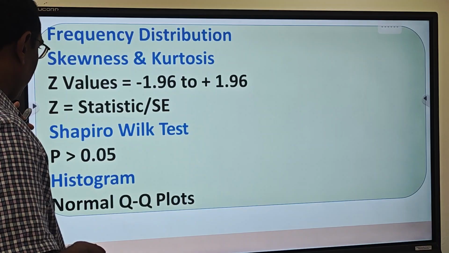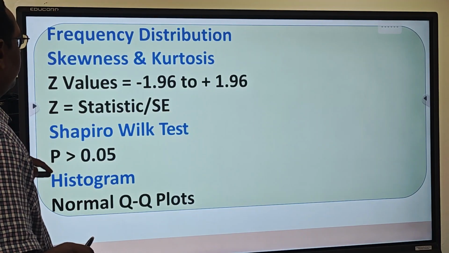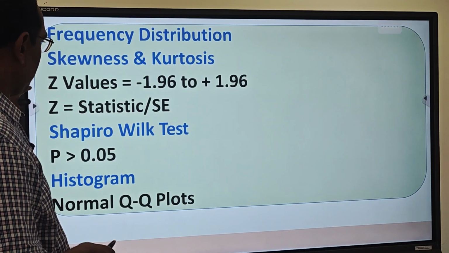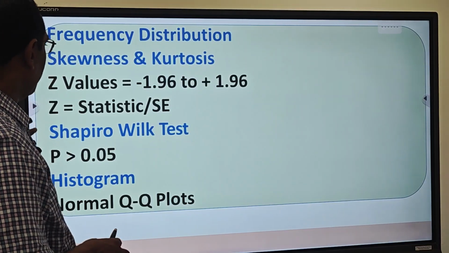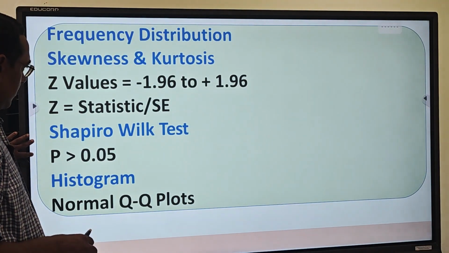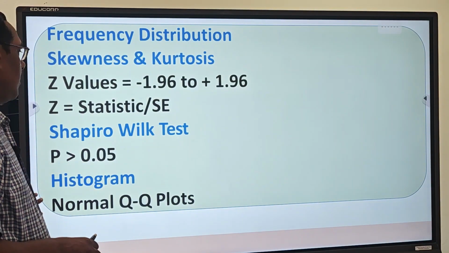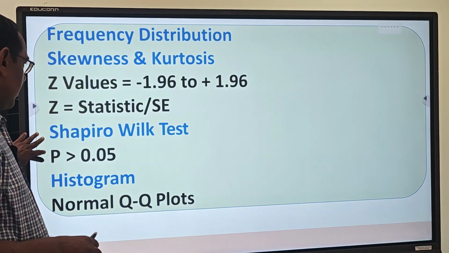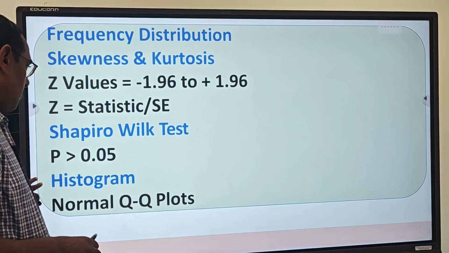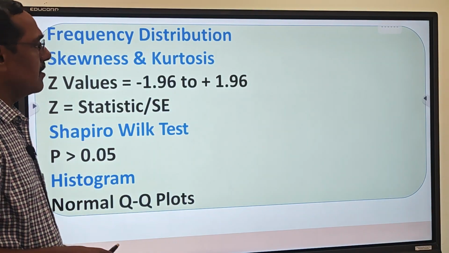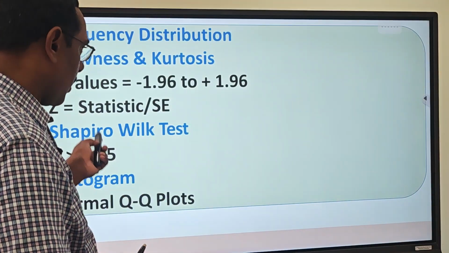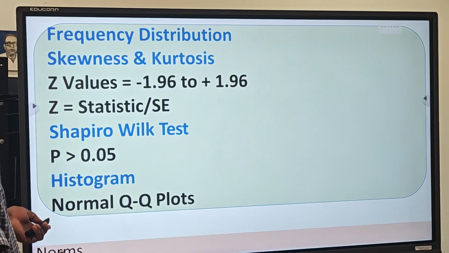So now we are calculating these things, skewness and kurtosis. We are going to calculate, and we are going to see whether our data follows a normal probability distribution by the Shapiro-Wilk test, and also we are going to see the histogram and the QQ plot. So I'll show this, and also later I will demonstrate.